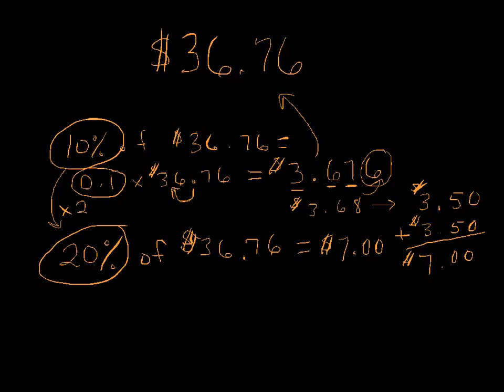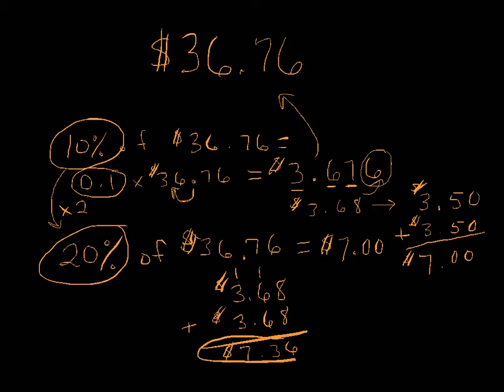Now, if we wanted to find exactly, we could do $3.68 plus $3.68, and we would end up with $7.36.